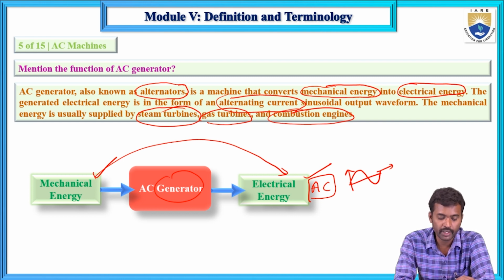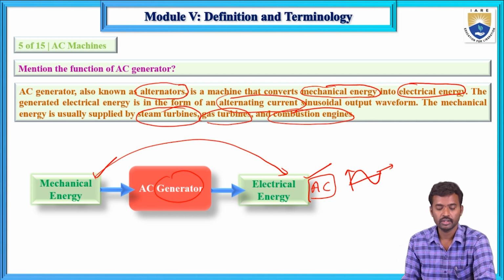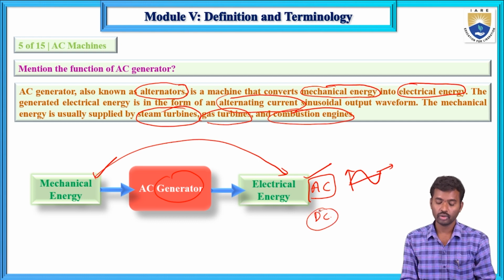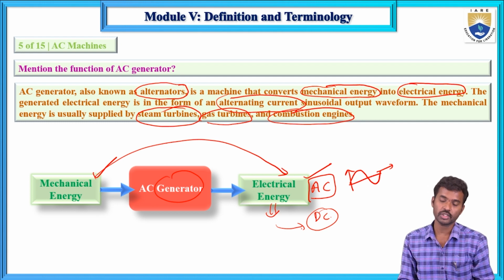The machine which converts mechanical energy to AC electrical energy is known as an AC generator. If it generates DC supply, that is a DC generator. If you use a commutator, then we can convert from the AC sine wave to the DC supply. So if a commutator is present, that machine is known as a DC generator.